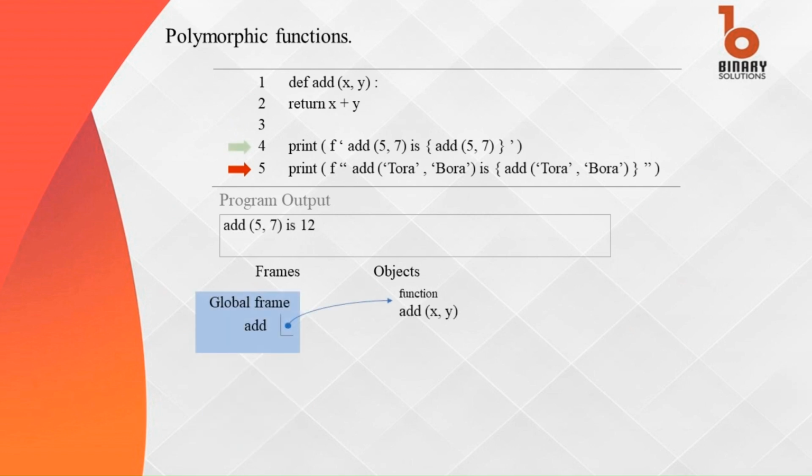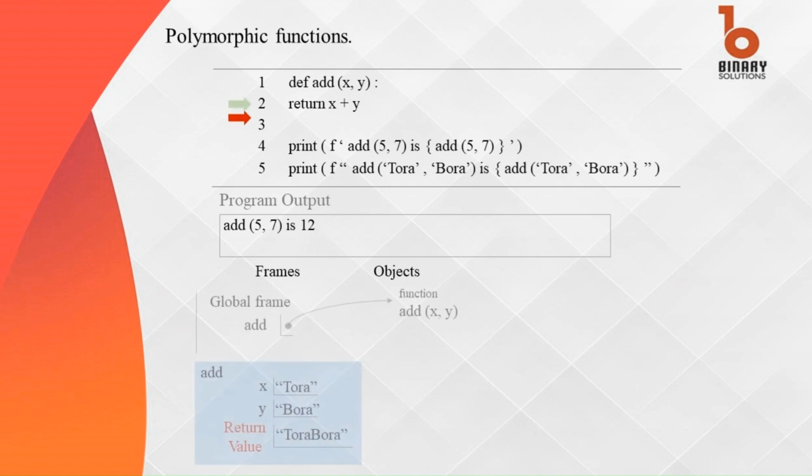On the other hand, if the function is called with two strings, like add("Torah", "Bora"), the behavior changes. Instead of performing addition, the function recognizes that the arguments are strings and concatenates them. The result is the combined string "Torah Bora". This ability to handle different data types with the same function is an example of polymorphism in action.